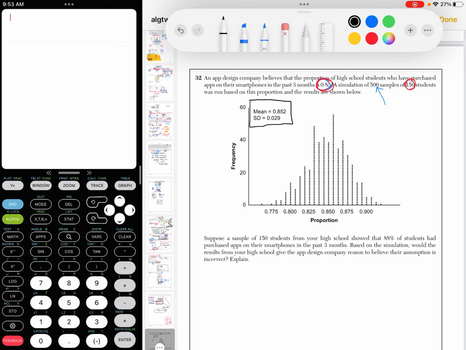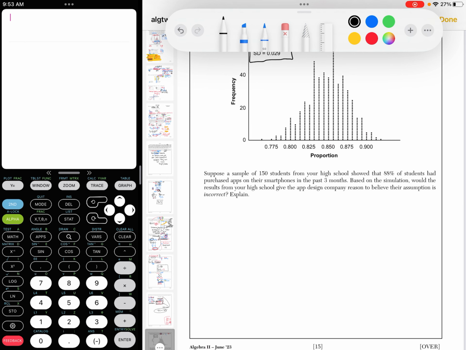So for the next part, it says, suppose a sample of 150 students from your high school showed that 88% of students had purchased apps on their smartphones in the past 3 months. Based on the simulation, so based on that diagram above, would the results from your high school give the app design company reason to believe their assumption was incorrect? So this was their assumption up here. When I go down, the high school actually showed that 88% of students had purchased apps on their smartphones in the past 3 months. So what we have to do is figure out if that 0.88 or 88% is reasonable, is possible, is plausible.